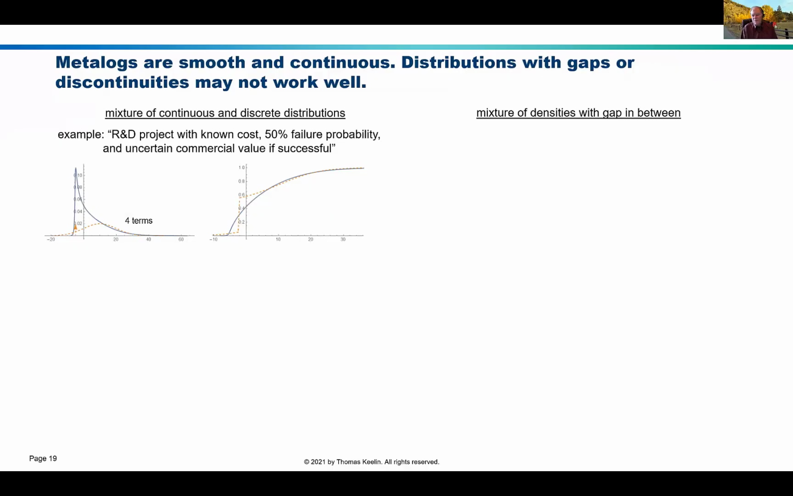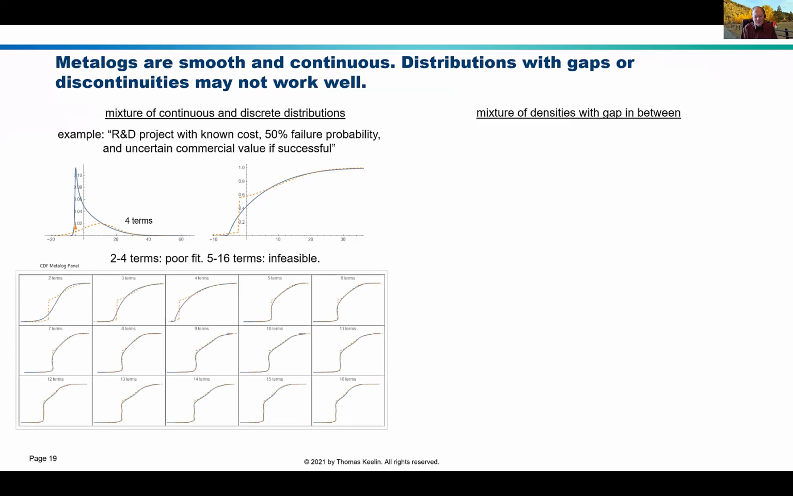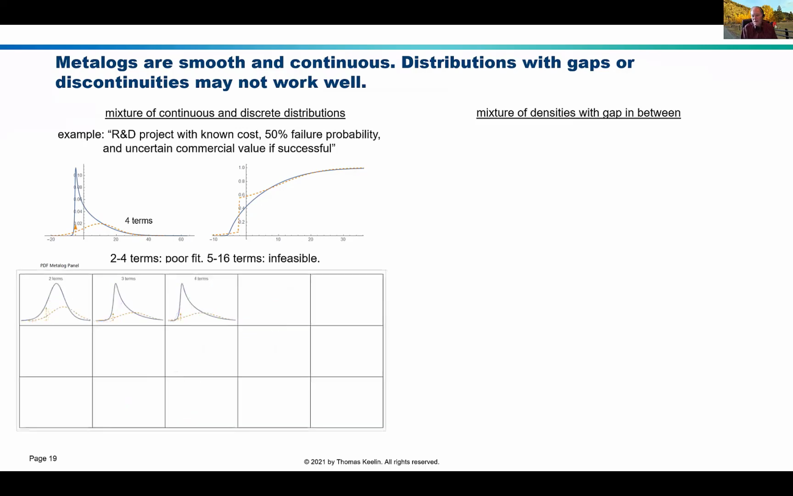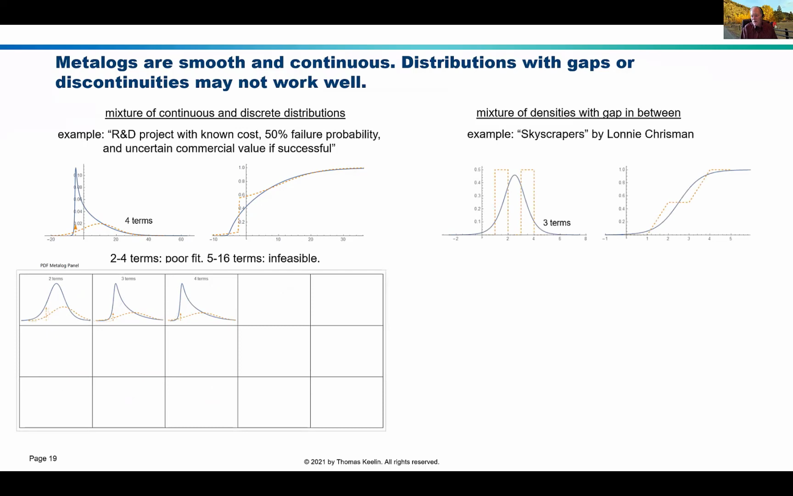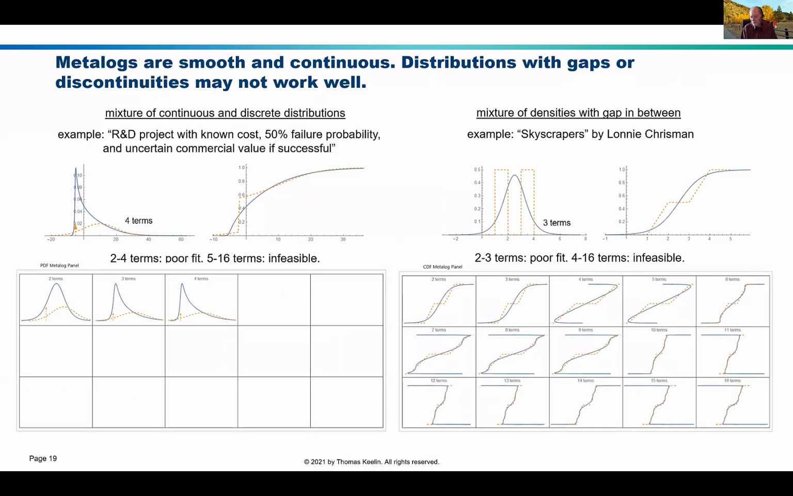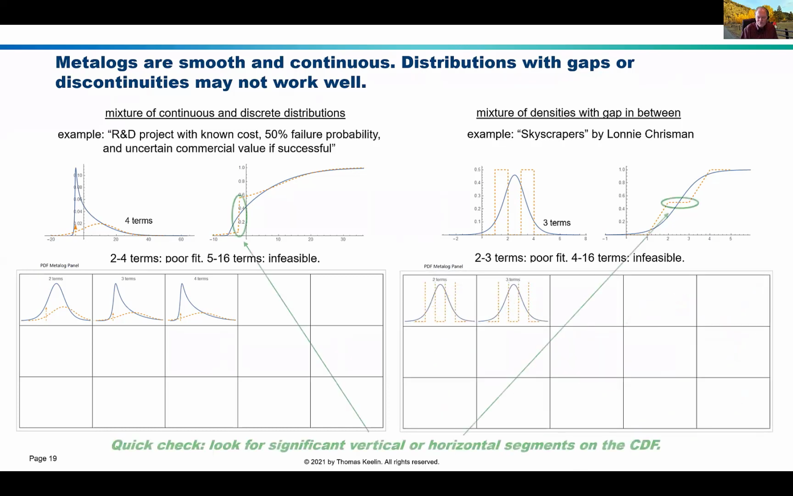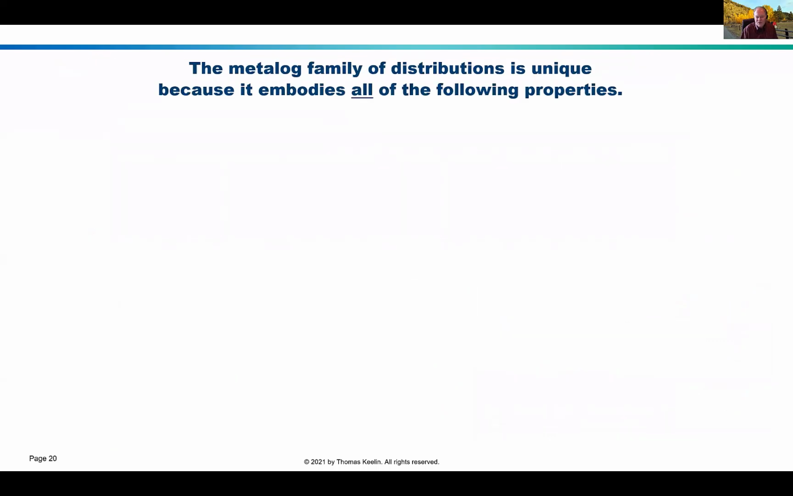So Metalogs are smooth and continuous, and the limitation is that for distributions with gaps, if there's a big vertical jump in the CDF, Metalogs probably don't work so well. If there's a big horizontal jump or horizontal space, that is, you've got separated PDFs, Metalogs probably don't work very well. But other than that, there aren't many limitations. There's a Metalog that works well for virtually any practical data set.